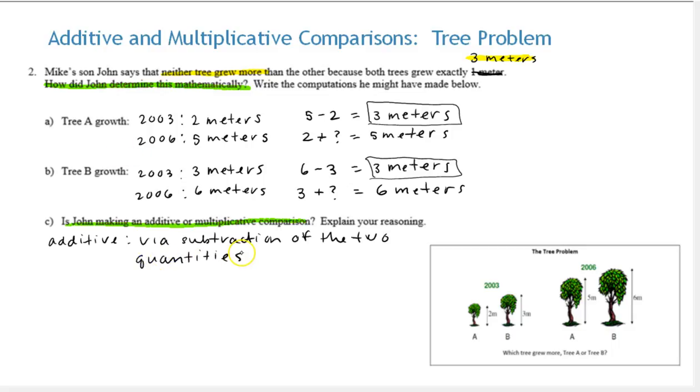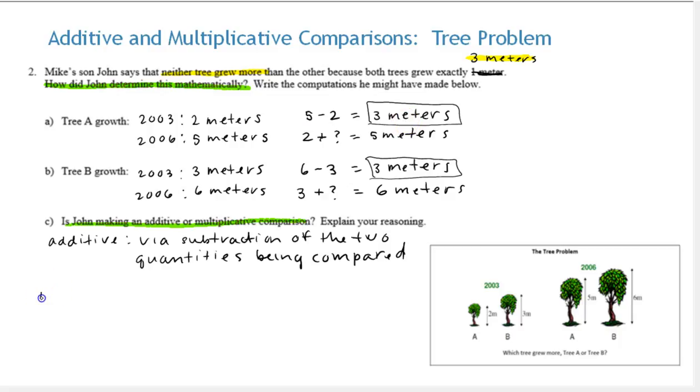And that may seem a little bit weird, because why are we calling it an additive comparison if we're subtracting? Okay? And you can refer to this idea here. Well, we want to know what we would add on to some original amount to get a future amount. But to actually find that, we use the operation of subtraction.